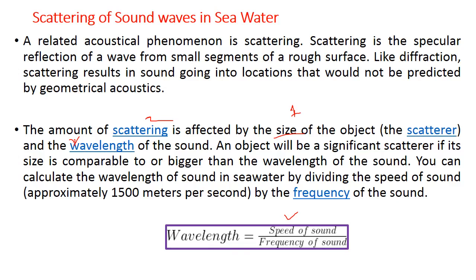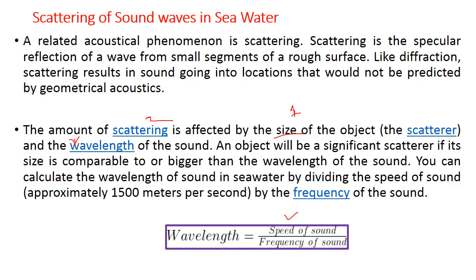So, two important factors determine the amount of scattering. One is the size of the obstacles and the other one is the wavelength of the sound. The wavelength of the sound is calculated using this formula: speed of sound divided by the frequency of sound.